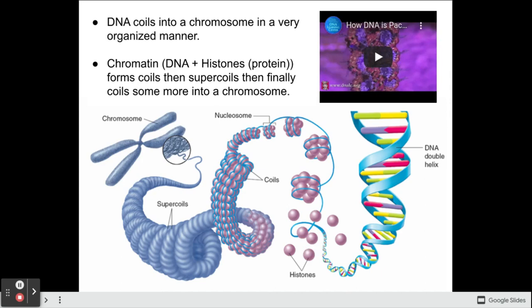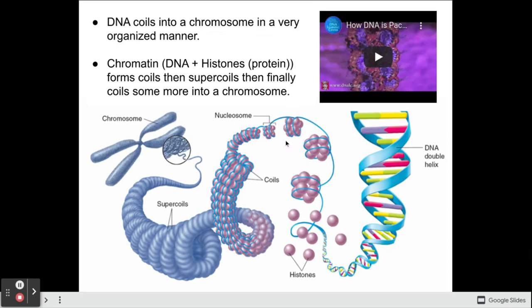If we want to get a little more detailed and see how this might connect to chromosomes that we talked about during cell division, we can see that DNA coils in a very organized manner. And we first have our DNA, which gets wrapped around these proteins, and we call that chromatin. So this area right here would be chromatin.